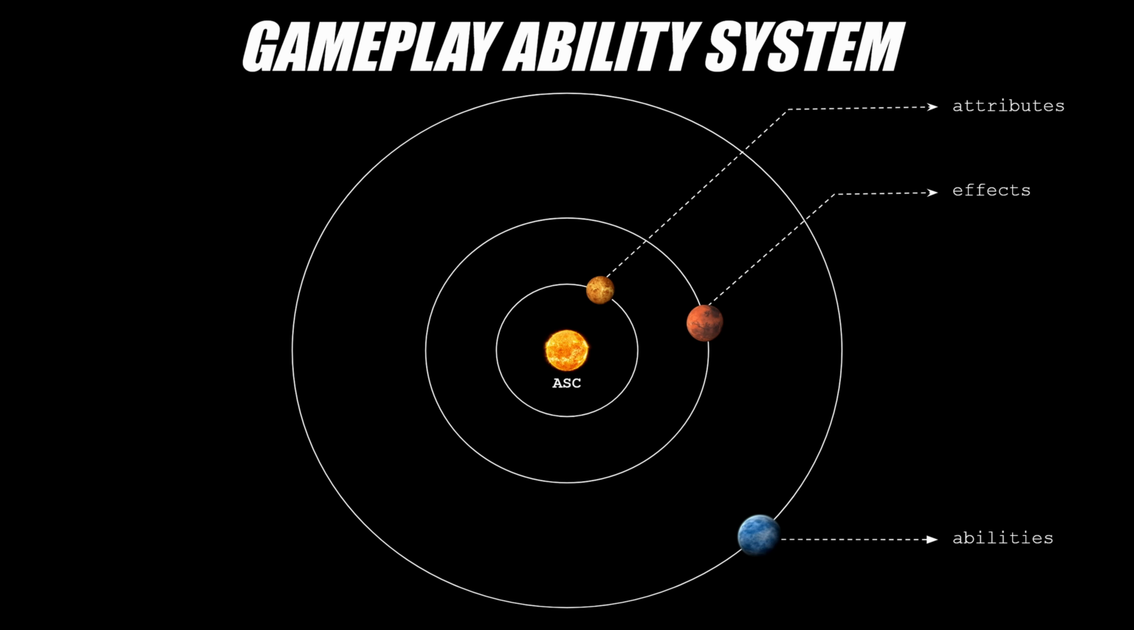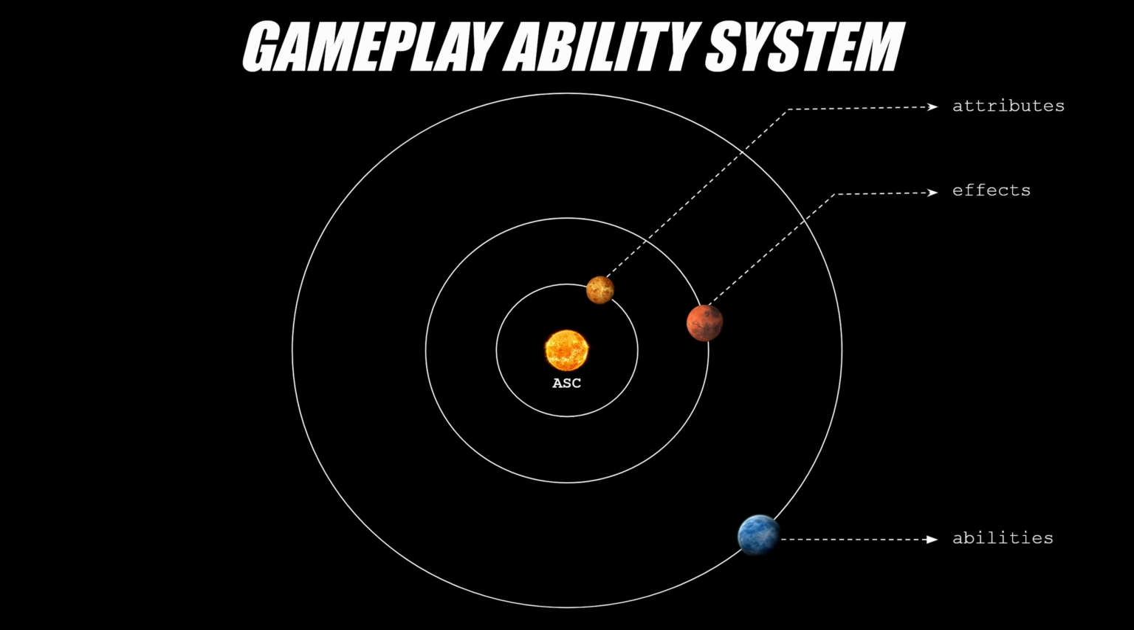Now there's another entity, the gameplay cues. Think of these to be like asteroids that revolve between the planets, effects, and abilities. These entities are responsible for audiovisual effects in your game. So technically, effects can apply gameplay cues to an actor, and gameplay cues can also be added, executed, or removed using a gameplay ability.